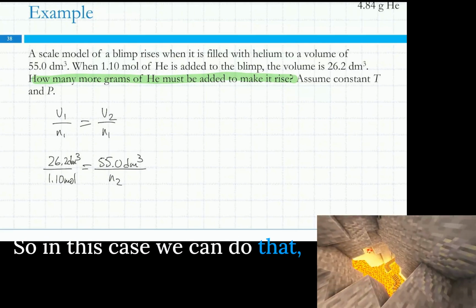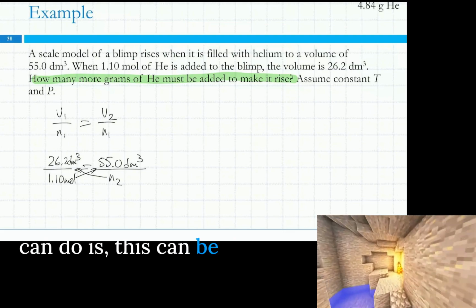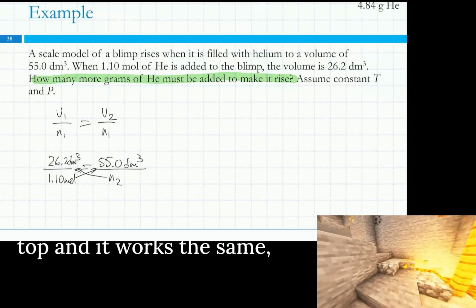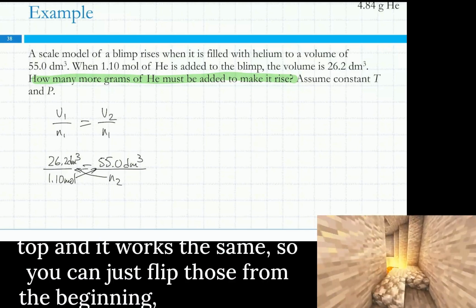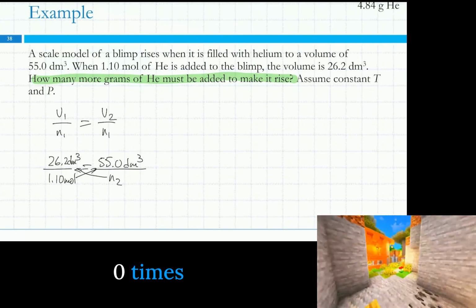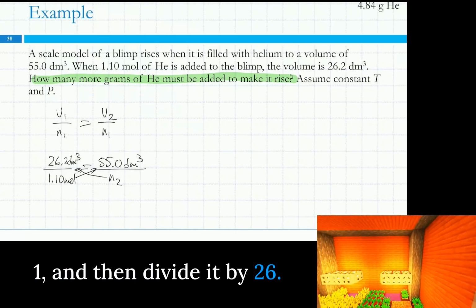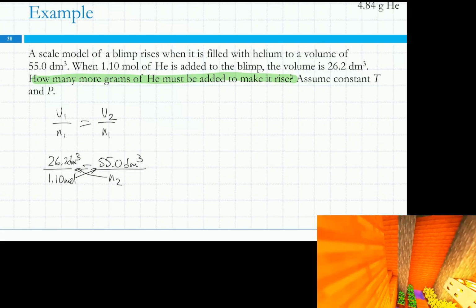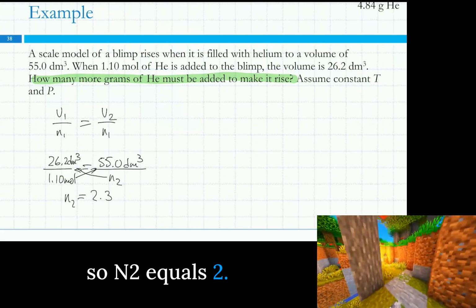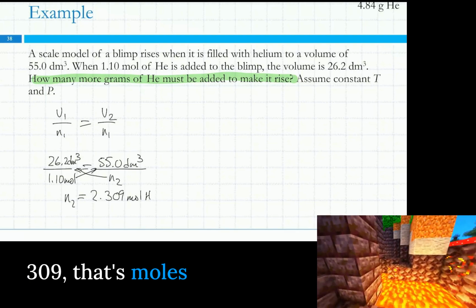And then we're given helium in moles for that initial volume, N1. So in this case, we can do a cross multiply kind of thing. But the other thing you can do is, this can be written either with volume on top or with number of moles on top, and it works the same. So you could just flip those from the beginning, and then we'd be solving for number of moles, which would be on top. This is 55.0 times 1.1, and then divided by 26.2. So N2 equals 2.309. That's moles of helium.